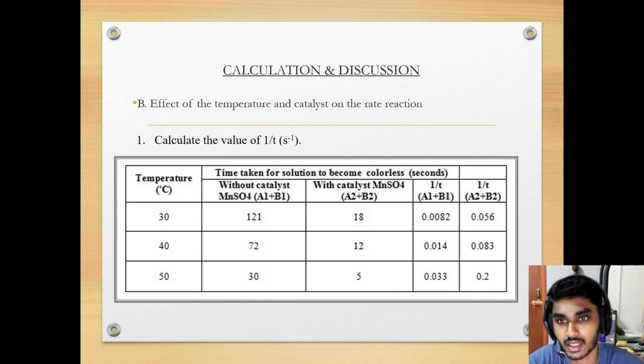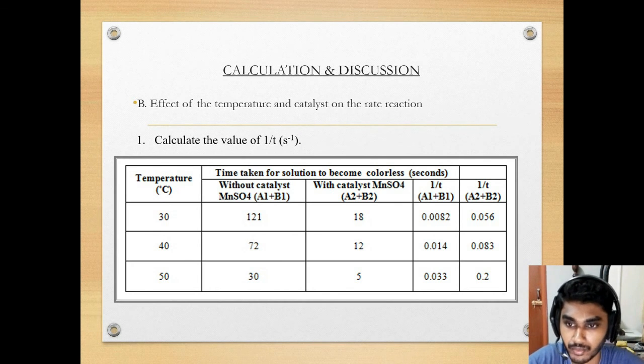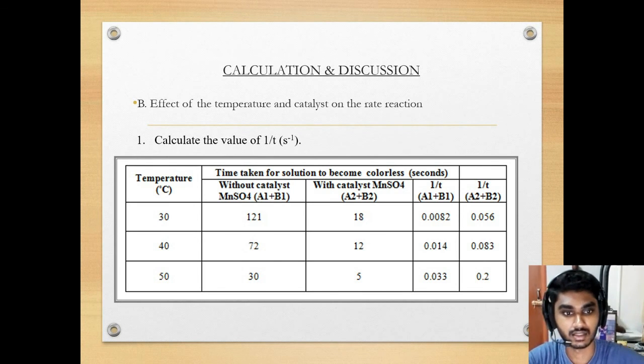Let's go for part B in the calculation and discussion. The first question is to calculate the value of 1 per time. Here we have the table which consists of the temperature and the time taken for the solution to become colorless for the two parts, which are A1 plus B1 and A2 plus B2. A1 plus B1 is without catalyst, while A2 plus B2 is with catalyst. We have the results on the right hand side.